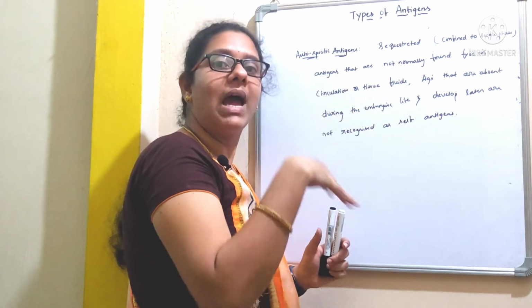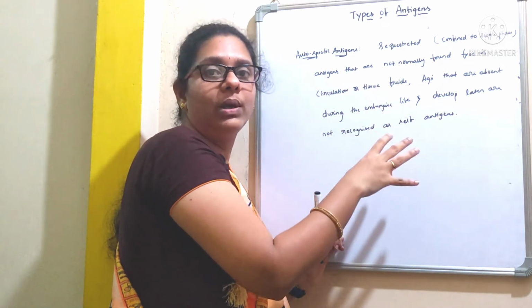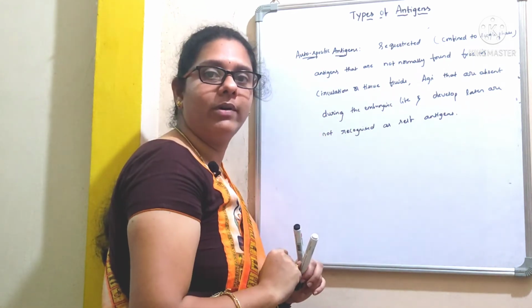So what happens? Antibodies will be produced against them. This is exactly what happens with autoimmune diseases. Though they were self, they will be considered as non-self by our body.